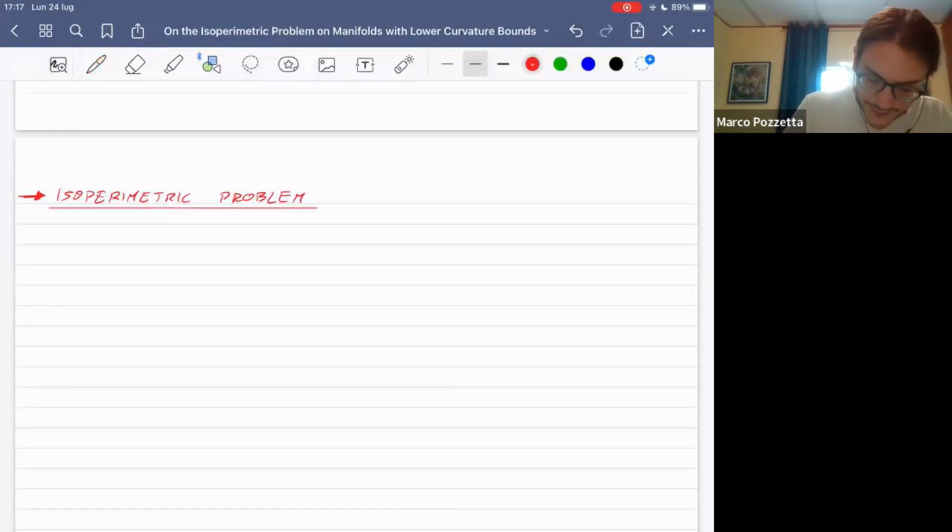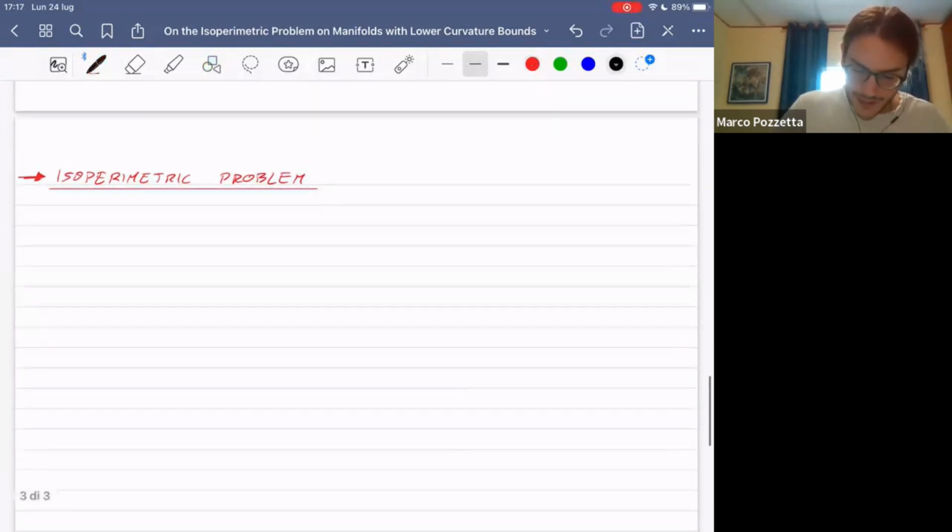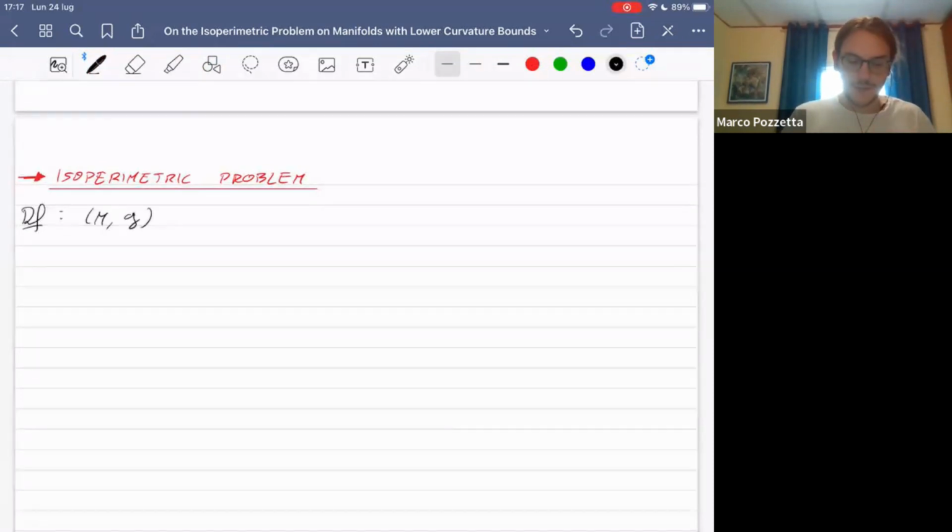Isoperimetric problem. So what is the definition of the problem? It is the following definition. Always my setting for the moment is going to be a smooth Riemannian manifold as before. And the problem is the following.